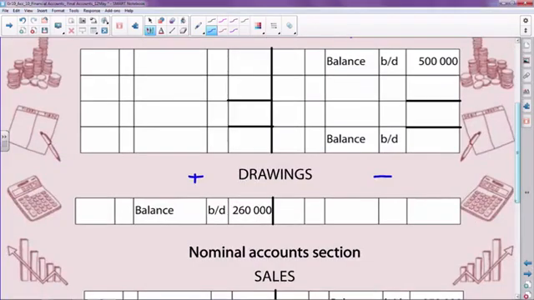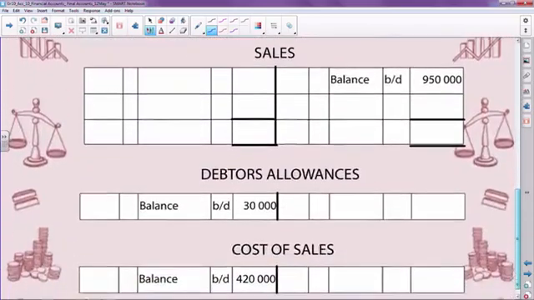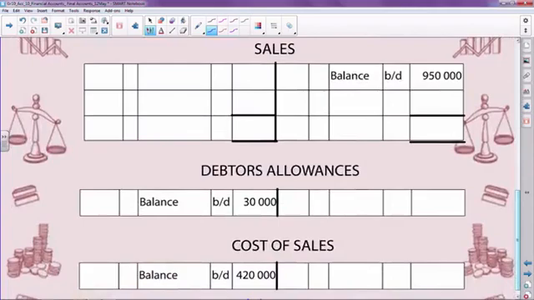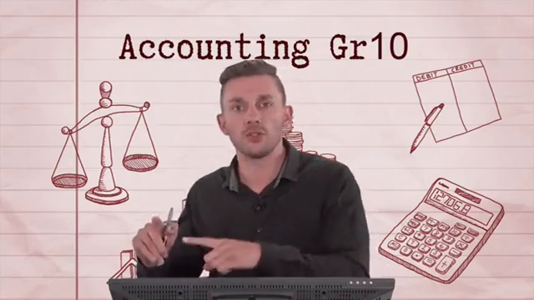Now, my next accounts will be sales, debtors allowances, and cost of sales. Now, I group these 3 together because they go together. This is my trading side of the business. So the very first step, remember your very first step? Debtors allowances. What do I do with debtors allowances? I need to transfer the debtors allowances to sales.